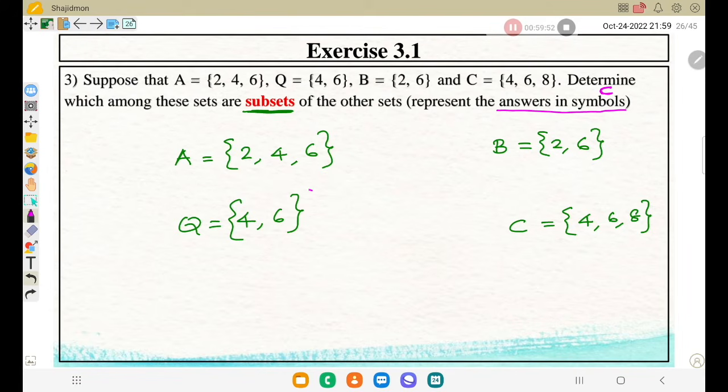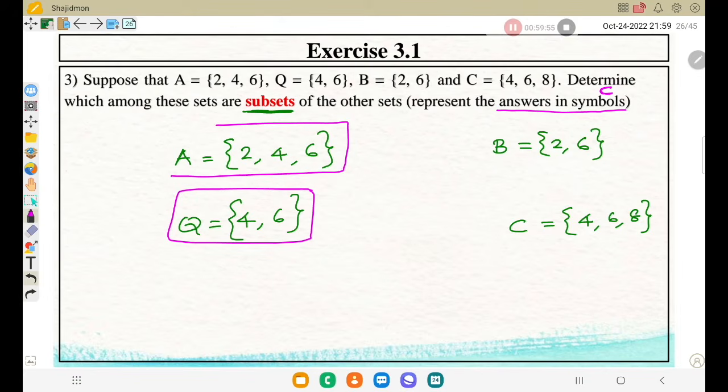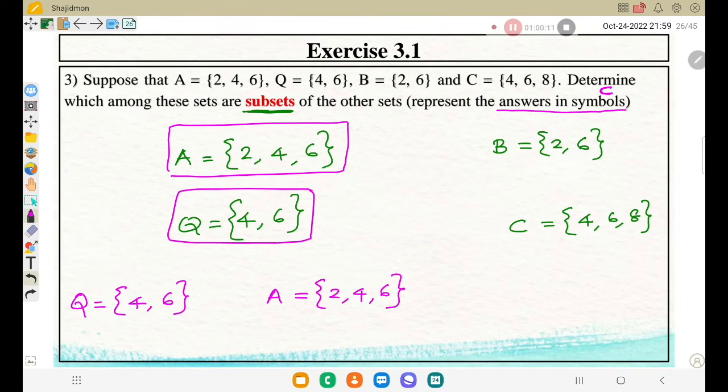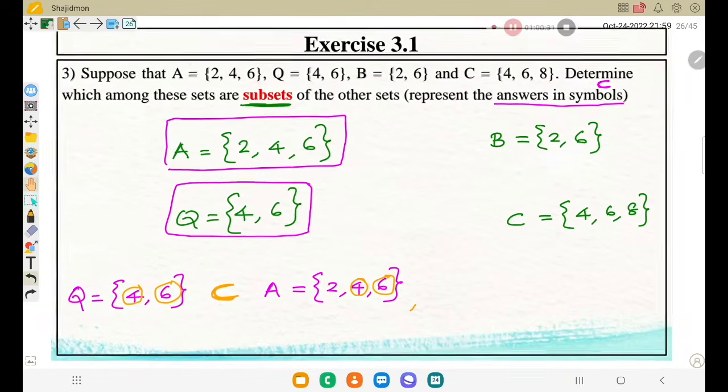For example, if I am taking the Q set and the A set, is it a subset? You can check that one. Is Q a subset of A? What are the numbers in Q? 4, 6, correct? Is it a subset of A? What is the A set? 2, 4, 6, correct? That means all the numbers in Q, 4 is here, 6 is also here. All the numbers in Q are also members of A, correct? So we can write Q is a subset of A. This is the first answer.